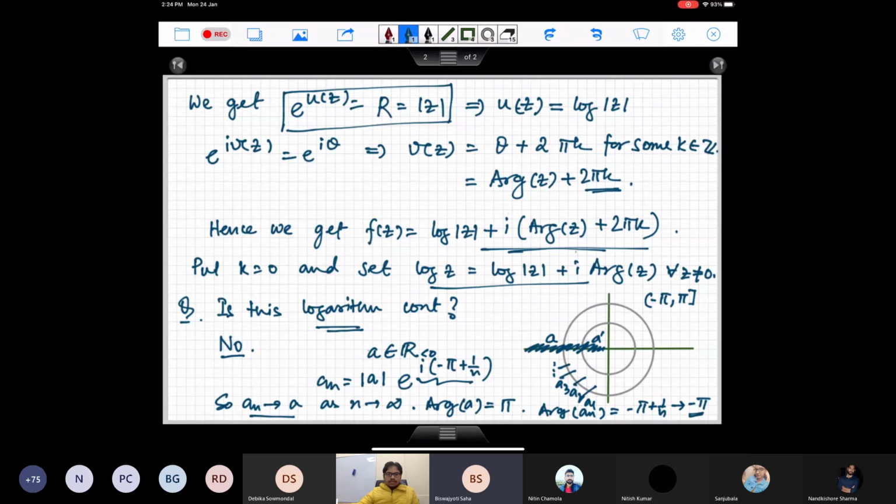But it turns out that the negative real axis is not very special. In the whole complex plane, no matter what choice of argument I take, no matter what choice of k I take, there will be at least one line where the logarithm is not going to be continuous. So what do I mean by this?